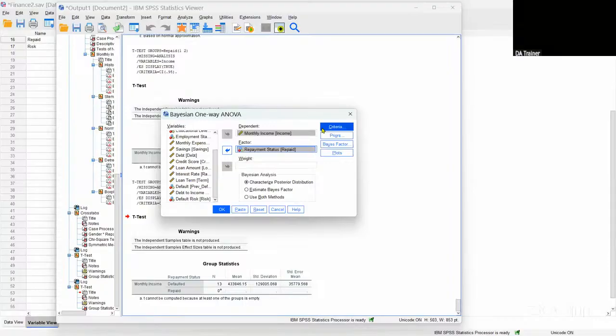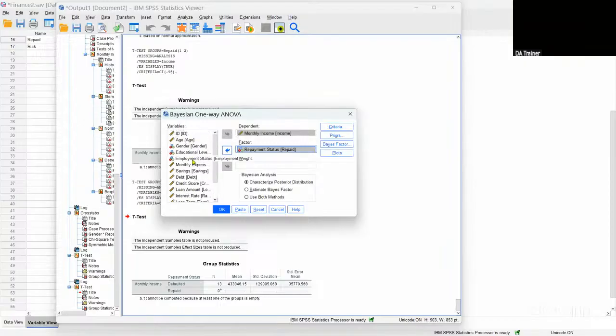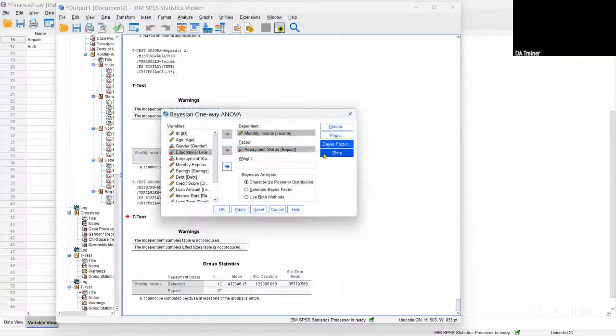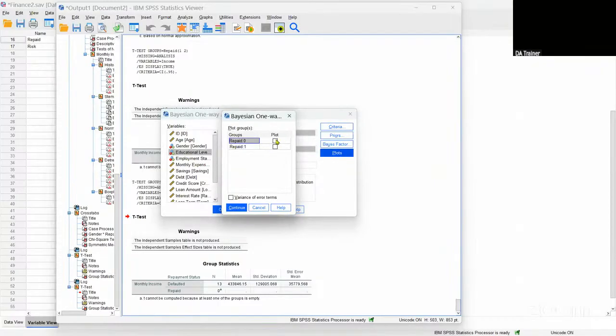Income into dependent variable. And then we can even pick two. Let's see if we can carry two things. Here is education. Let's pick education as well. Okay, it only carries one. Okay. And then let's look at the criteria here. 95%, correct. Bayes factor, no, it's okay. Let's look at plots. Just plot the two for us. Continue.